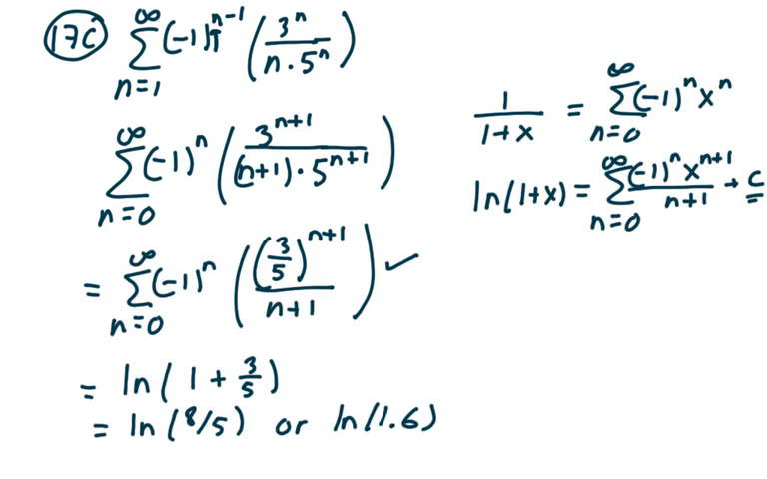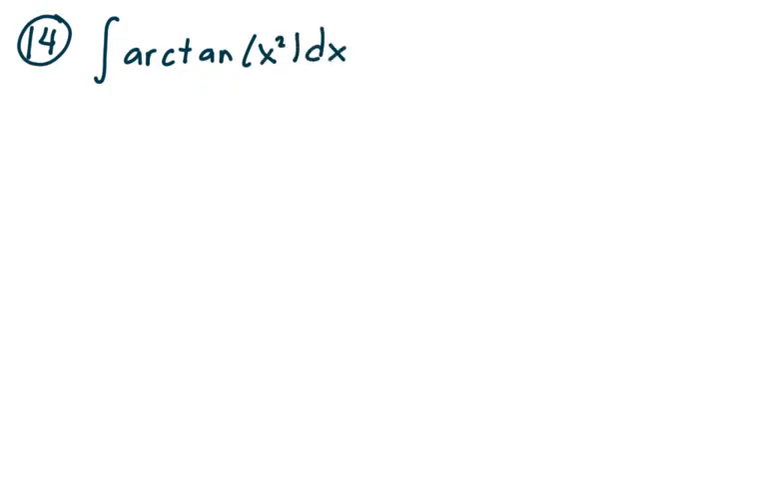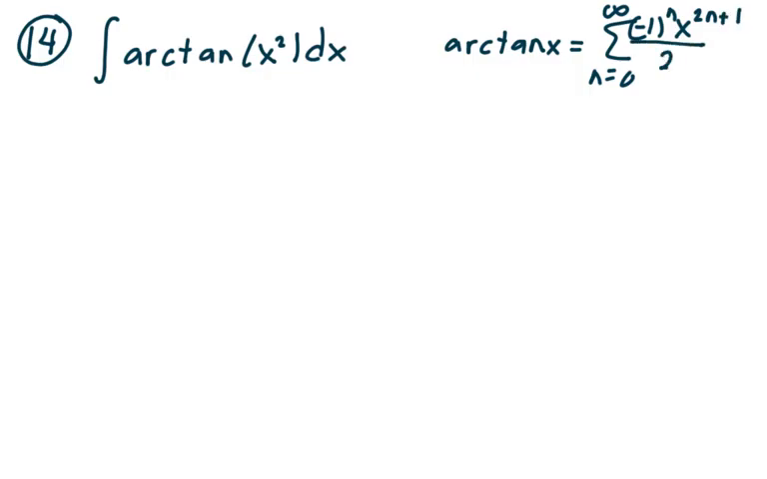And we have enough time, so I can look at number 14. Let's do 14, and we'll knock out that problem. If I have the integral of arctan of x squared dx, what would I do? Remember, we've already talked about the power series for arctan x. The power series for arctan x is the summation from n equals 0 to infinity of negative 1 to the n x to the 2n plus 1 divided by 2n plus 1. If we remember that power series, you can go right to it.